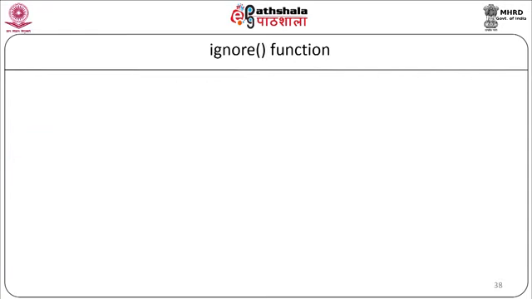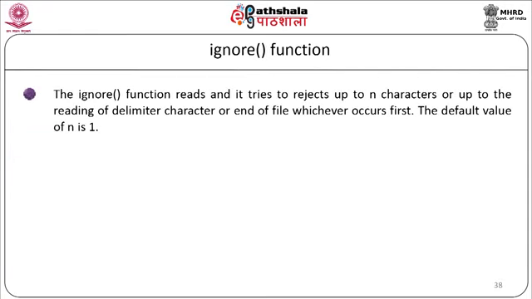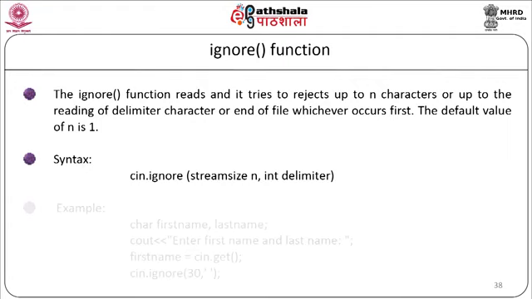Now let's see the ignore function. The ignore function reads and tries to reject up to n characters, or up to the reading of the delimiter character or end of file, whichever occurs first. The default value of n is 1. The syntax is cin.ignore(stream size n, int delimiter).